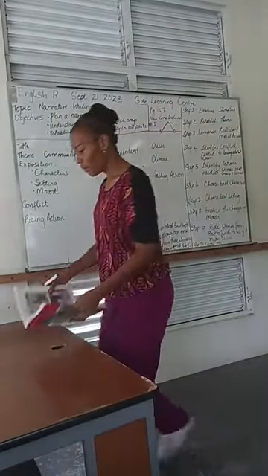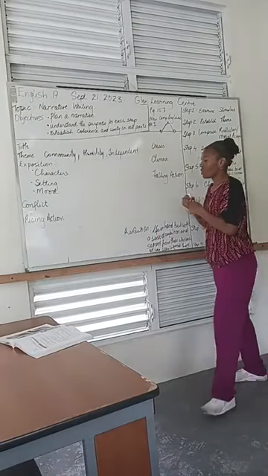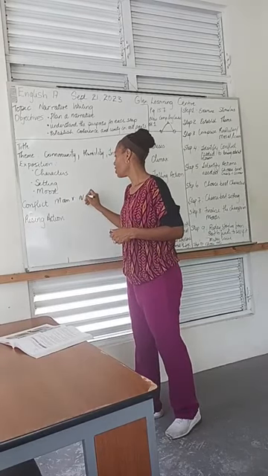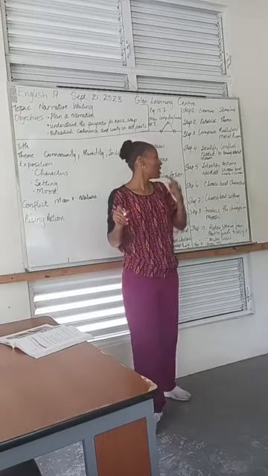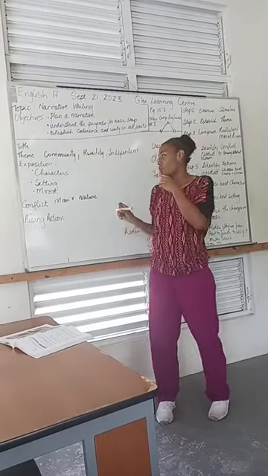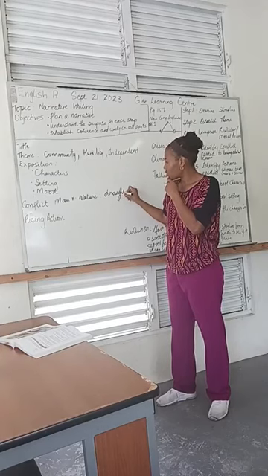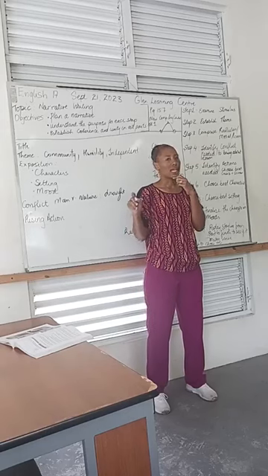Okay, so the conflict will be man versus nature. So we have decided that the conflict that we're having is man versus nature, and we're going to look at drought. Right? So drought. They can't find anywhere to tie their animals.